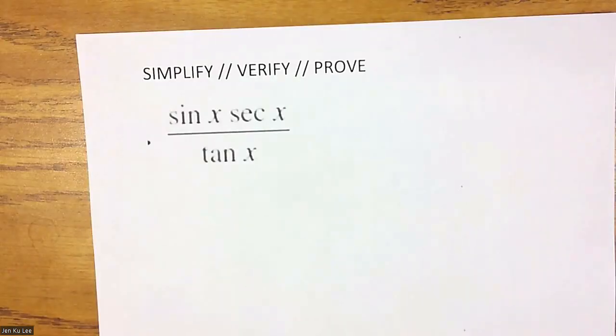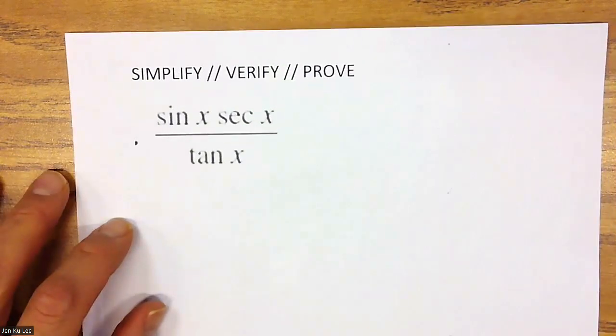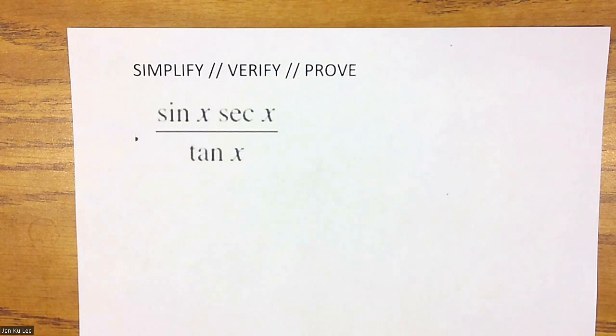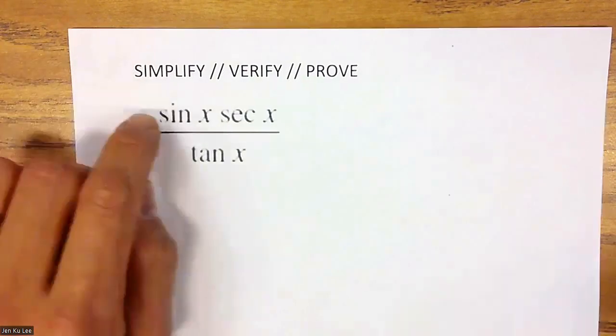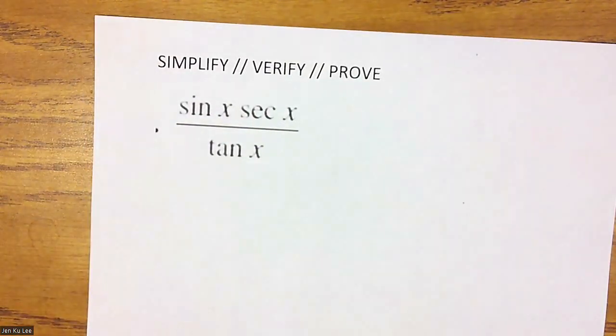Welcome everyone. This is an extension of 7.1 of the Trig Identities. And all we're doing today is we're just gonna go into examples. So in this lesson, we are simplifying, verifying, or proving, okay? Those are the directions. We're gonna simplify, or we're just gonna verify that that's true, or we're gonna prove that's true, okay?